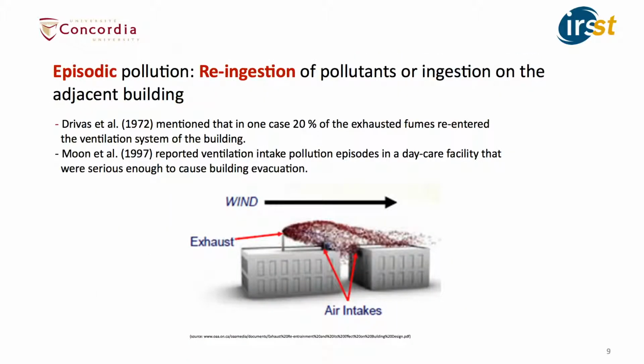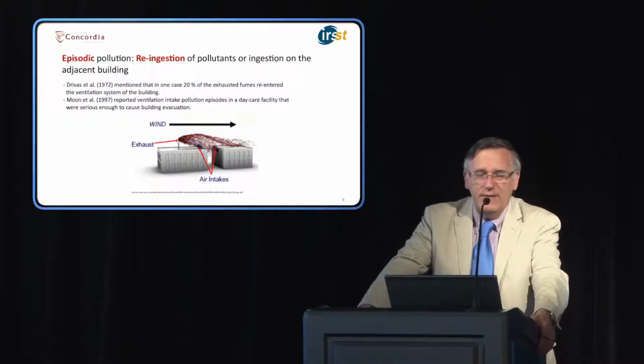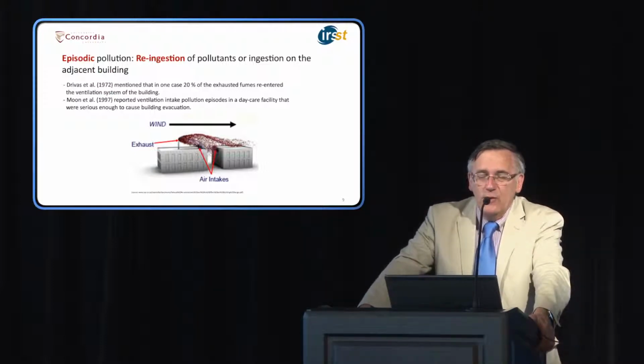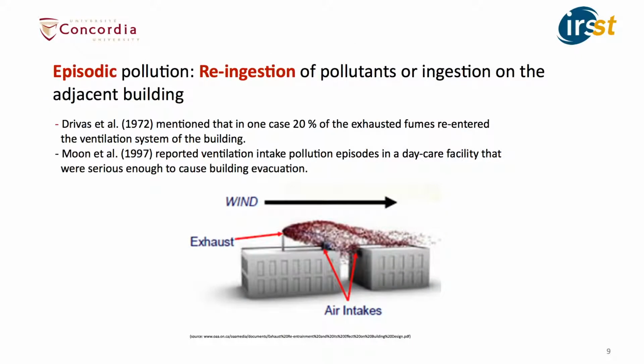Now, more specifically, we're interested in the so-called episodic pollution and the potential reingestion of pollutants into adjacent buildings. Normally, you do have an adjacent building. You never have a building isolated in the middle of the desert or something. And of course, if you look into the history of these things, you're going to see previous references, just some examples. In one case, 20% of the exhausted fumes re-entered the ventilation system of the building. Not very good if you are a worker in that particular building.